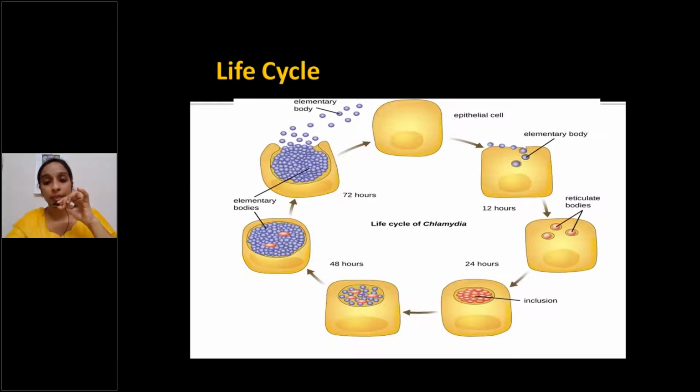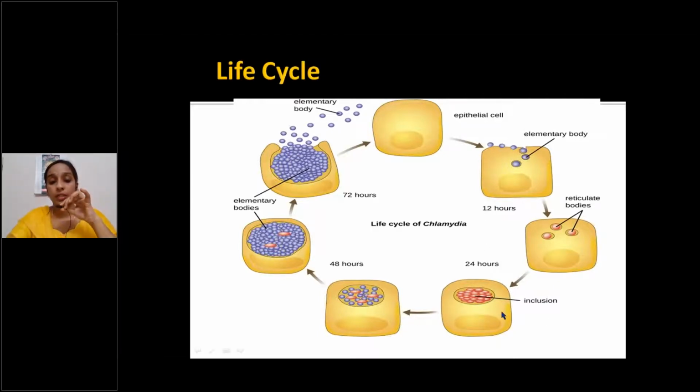We already discussed that the elementary body is the only infectious form and is metabolically inactive. So for metabolism and reproduction, it has to be converted into the reticulate body. Then the reticulate body increases in size and starts dividing, so each one is converted like this within 24 hours. At this stage it is called an inclusion inside the cell. The reticulate body is always present inside the cell only.